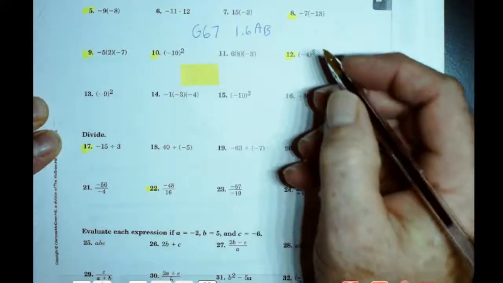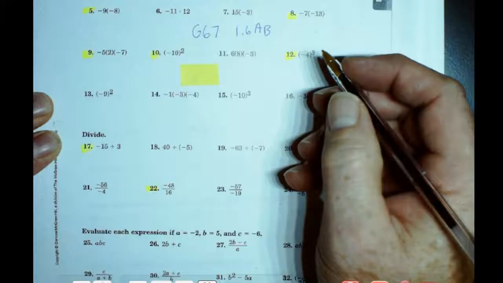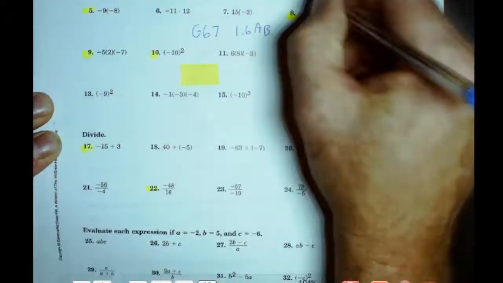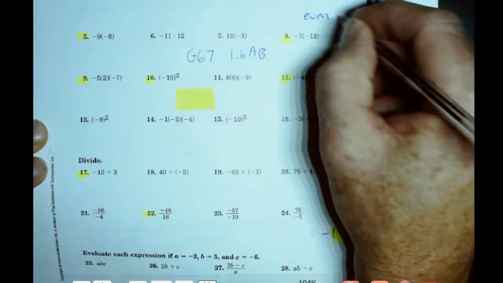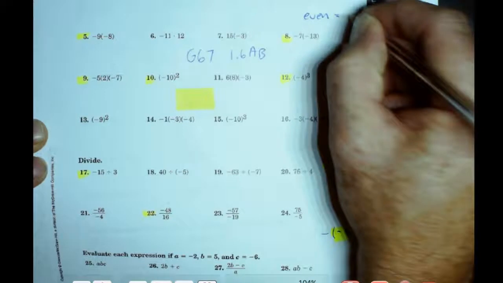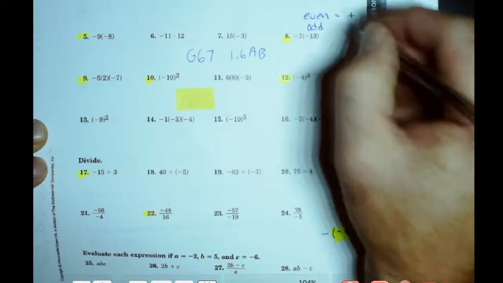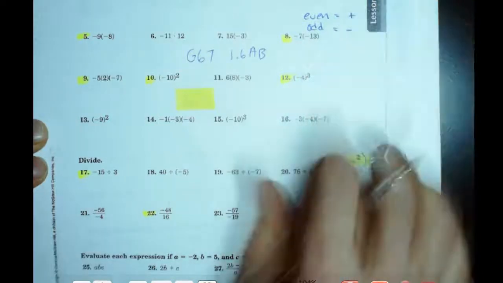This is multiplying and dividing positive and negative integers. Remember that if you have an even number of negative signs, you get a positive answer. And if you have an odd number of negative signs when multiplying or dividing, that's going to be a negative answer. That's kind of your key up there.